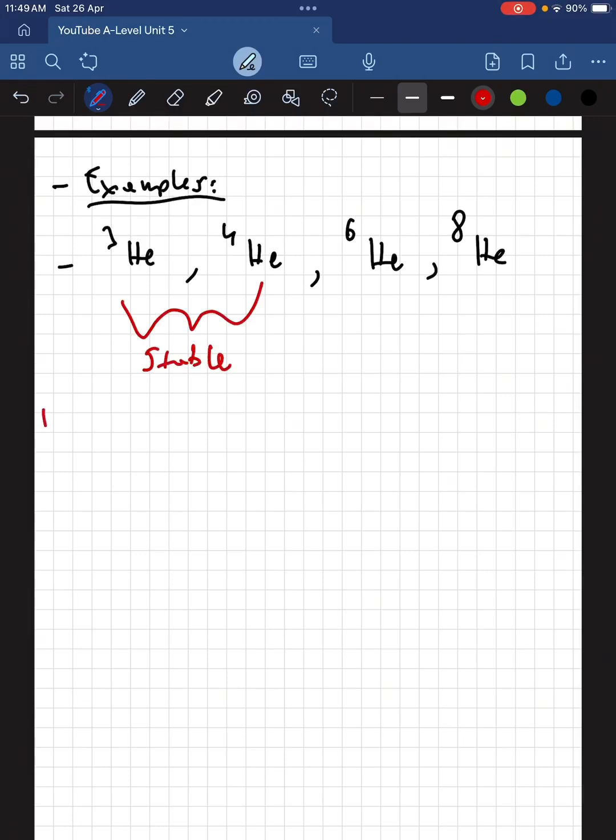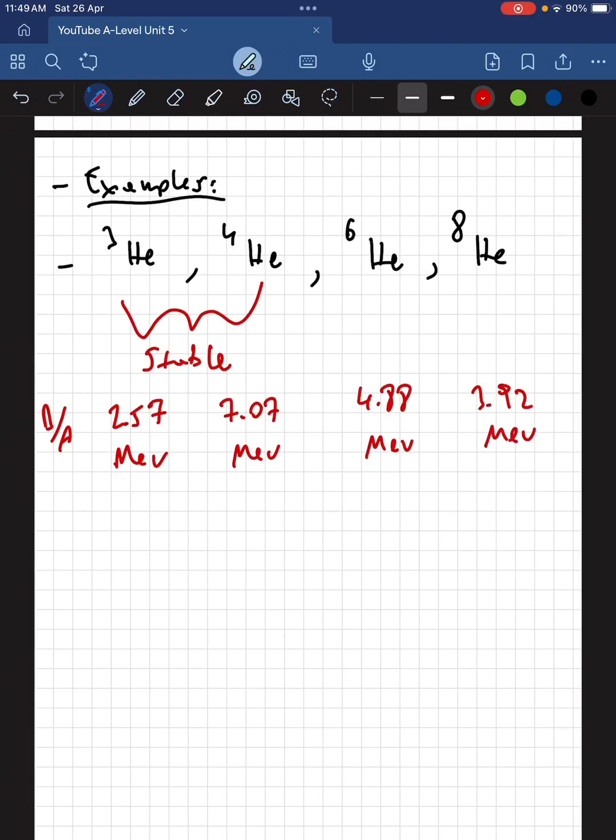But the difference is that the B over A is 2.57 MeV for helium-3, but 7.07 MeV for helium-4. But then you have helium-6 having 4.88 MeV of binding energy per nucleon and 3.92 MeV for helium-8. These guys are unstable, okay? So these are unstable nuclei. I should have quoted their lifetime. We will talk about lifetime in this video.